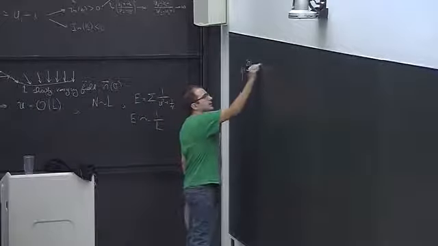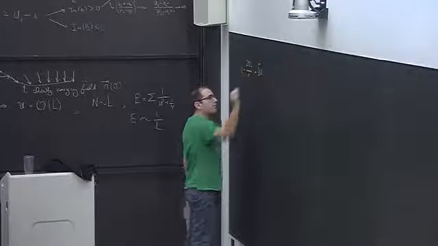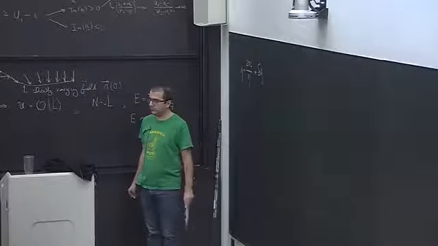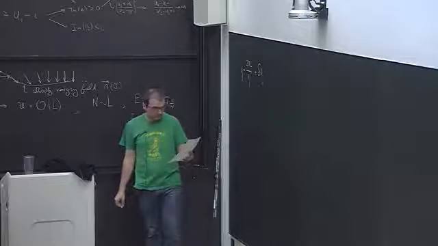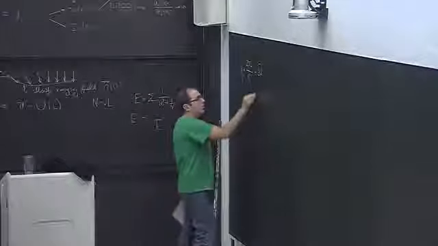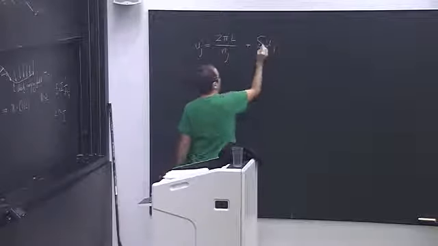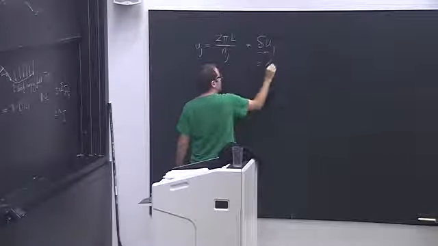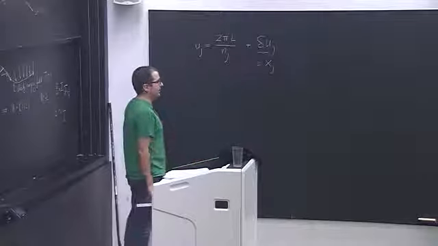Plus delta uj. Right? Let's try. Okay? So again, let's call this xj. I don't want to carry a delta around.